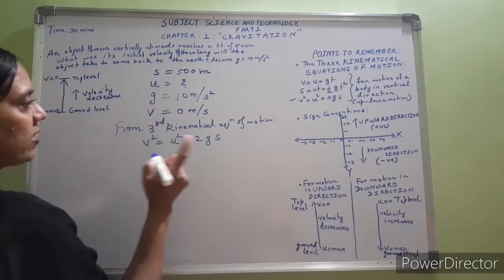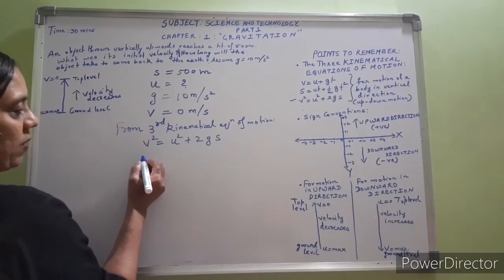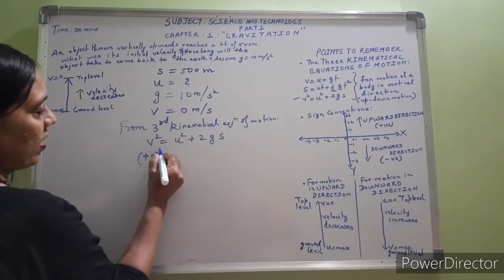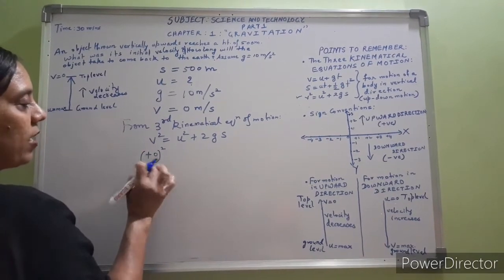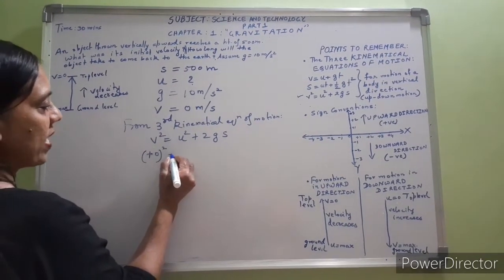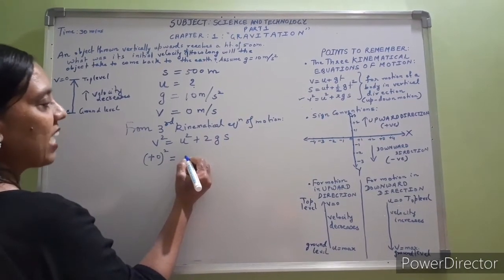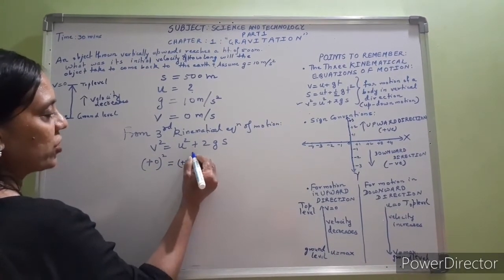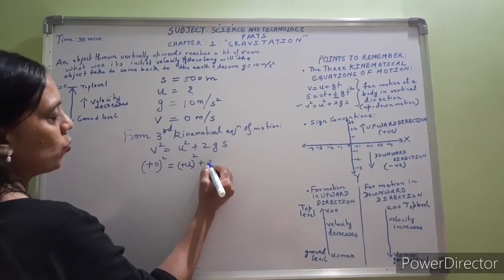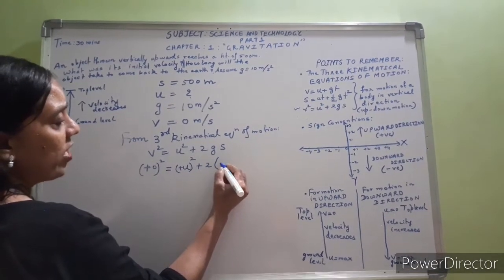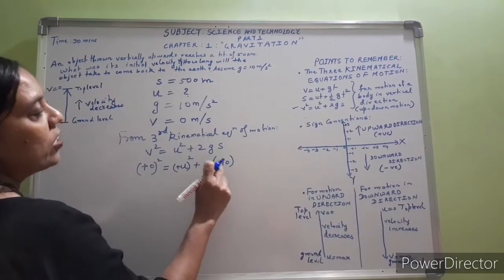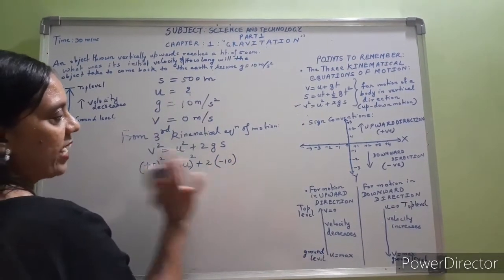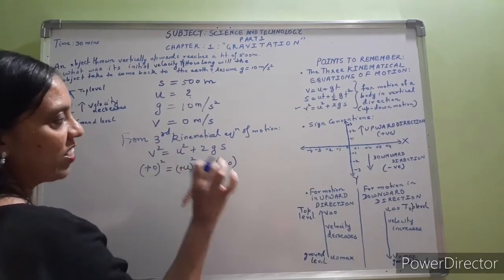So remembering the sign convention, put the values. The value of v is 0, so plus 0 the whole square. Even if we don't put the plus with 0 it is fine, but now I am writing it: plus 0 the whole square is equal to u, whose value we have to find. You don't know it, but whatever its value will be, it will be positive because the body is going in the upward direction. So plus u the whole square plus 2 g, as I have already told you, it is minus 10 because g is acting downwards, always acting downwards even if the body is going upwards. So g alone will be negative, all the rest will be positive because the body is going in the upward direction.